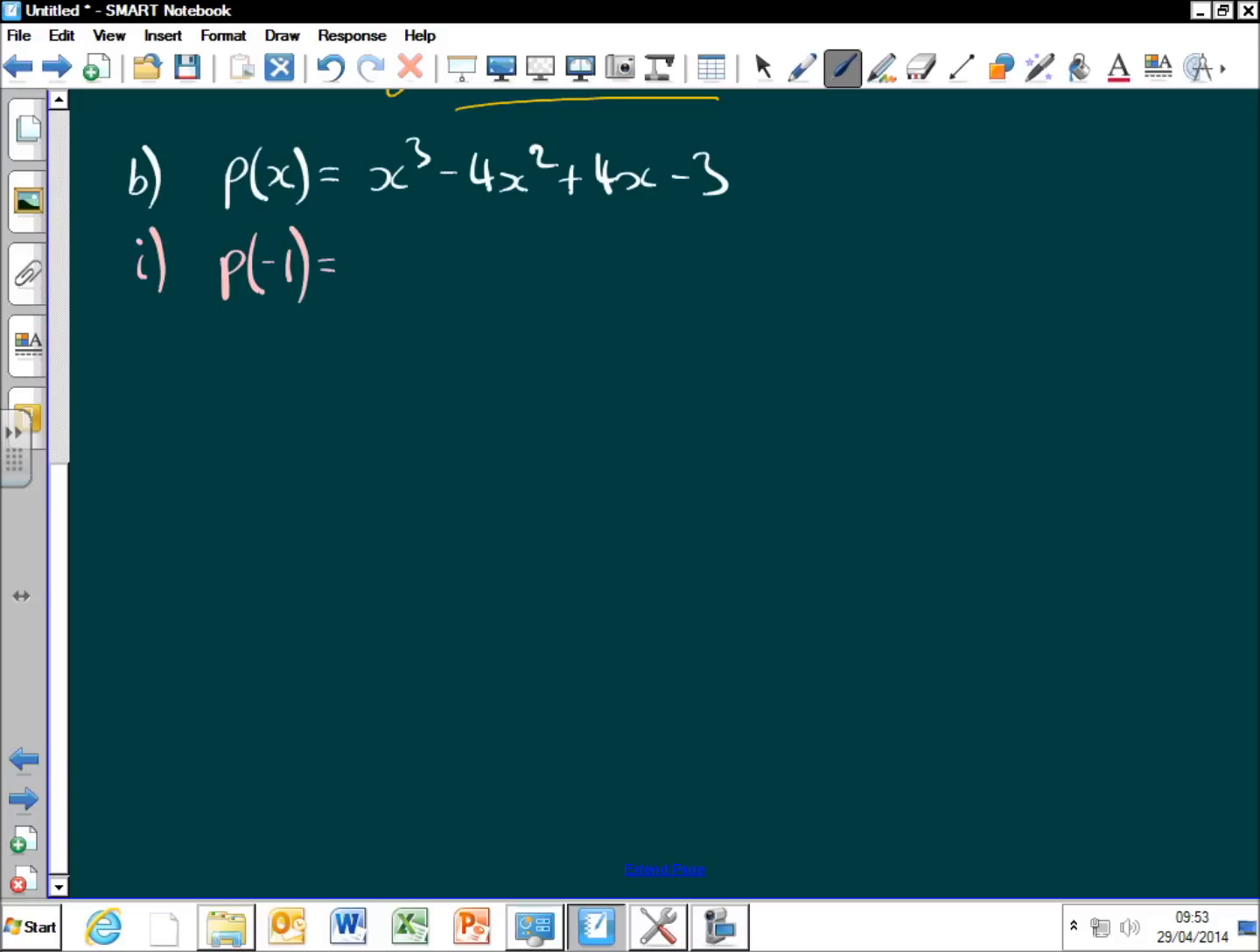Okay, so I'm going to sub in minus 1, I'm going to get minus 1 cubed, minus 4 times minus 1 squared, plus 4 times negative 1, minus 3, let's just work this out. That's going to go to negative 1. Minus 1 squared is 1, so this is minus 4. This is going to be minus 4 again, and then negative 3. I'll put all these together. Minus 1, minus 4 is minus 5, minus 9, it's going to be negative 12. So the remainder is negative 12.